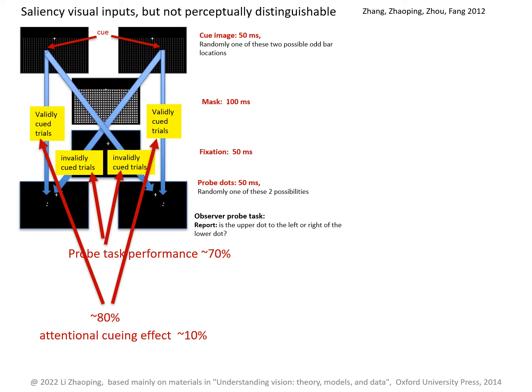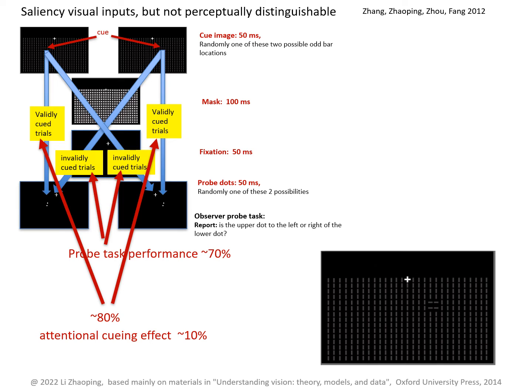And this performance difference is the attentional cueing effect by definition, demonstrating that the cues indeed had a saliency effect even though the observers were unaware of their locations. This amount of cueing effect was when the orientation contrast was large enough, such as in this case 90 degrees.